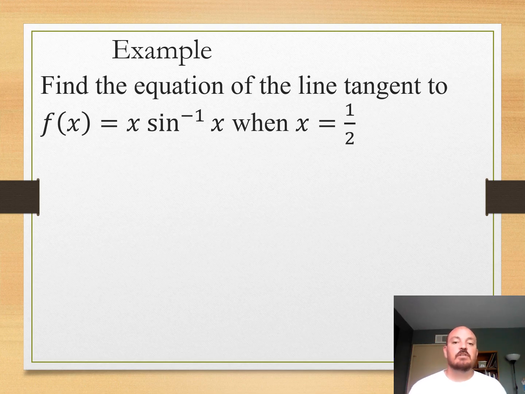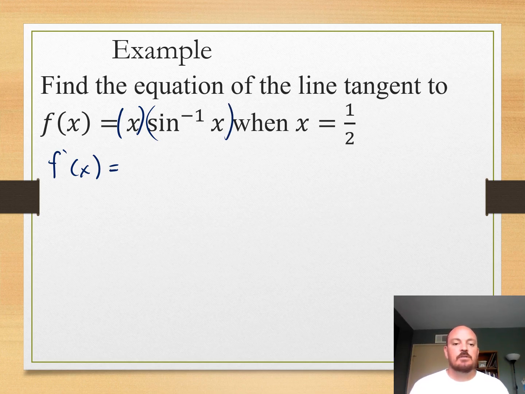Okay. So for this question, our function is x times inverse sine of x. And we're going to find the tangent line when x is 1/2. So we know for a tangent line question, we have to find the first derivative because that's how we find the slope. So let's do that first. And what I notice is this is a product rule question because we have first function is x, second function is inverse sine of x.